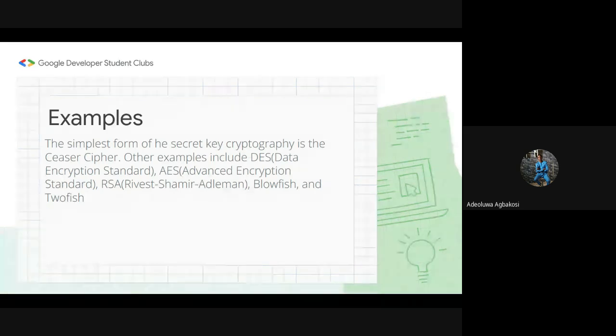Remember, I said the plain text is the original data. We don't need any special tools or any special documents or any special methods to read it. It's just your normal data. Then we have the ciphertext. The ciphertext is the result of encryption. It's what we get after encryption.